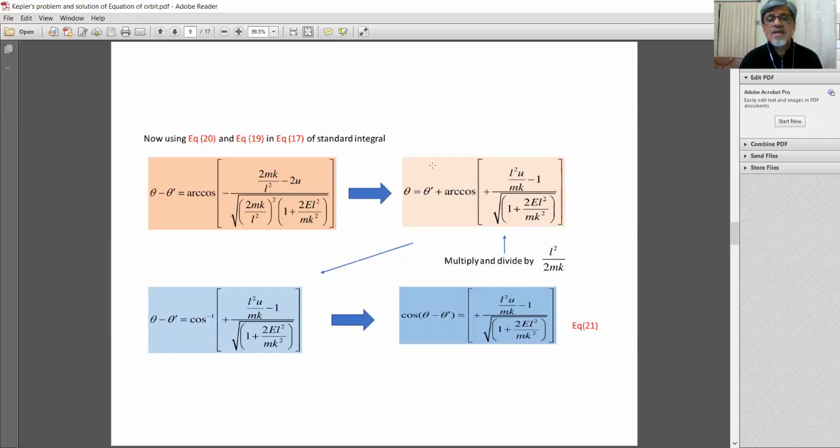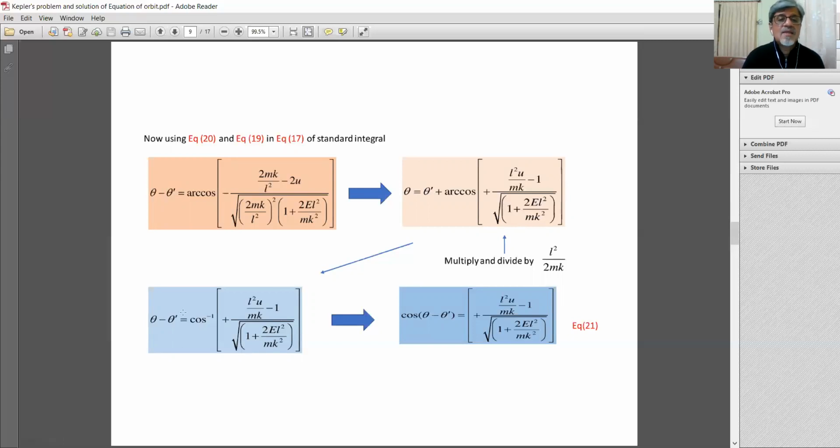So the first term becomes the second term, and we multiply and divide by the same term. So here, if it is multiplied and divided, again in a square root, it becomes square. So this term becomes 1. So ultimately 1 plus 2el divided by mk square. So this becomes 1 plus 2el square divided by mk square. So in this particular case, we are dividing and multiplying L square divided by 2mk. And we have to keep in our mind that whenever we multiply this term under the square root, then we have to make it a square.